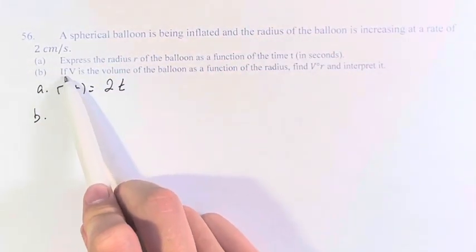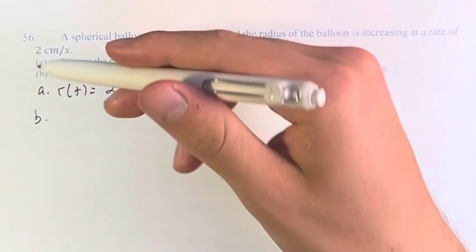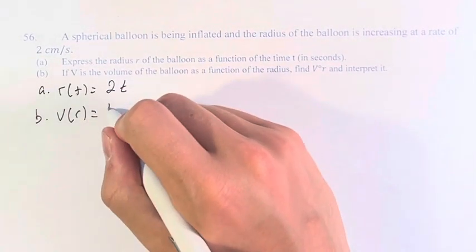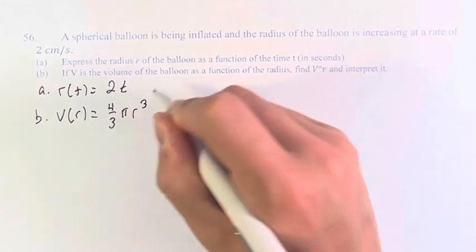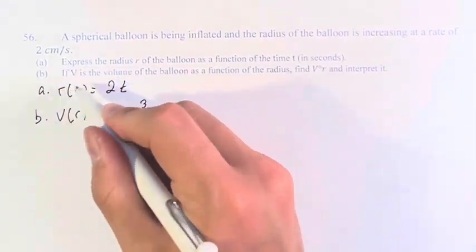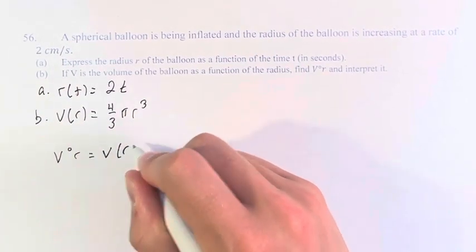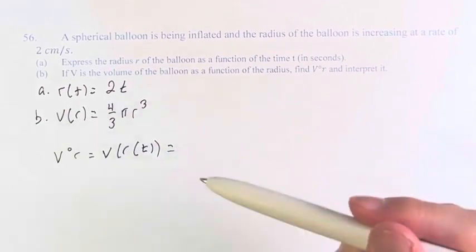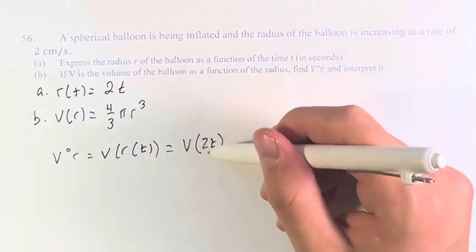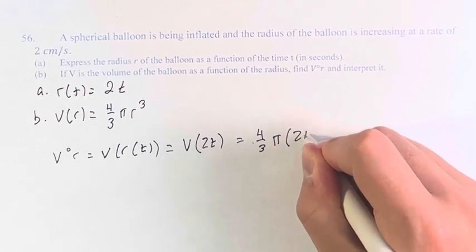Now we're asked, if v is the volume of the balloon as a function of the radius, find v of r and interpret it. So the volume, v, of r of a sphere in general is 4/3 pi r cubed. This is just the standard formula. What we can do is, since we have a function that represents the radius, we can do the composition v of r, which is the same as v of r of t, plug in our value for r of t, so this is v of 2t, and now we have a value which we can plug in for r in our v function. So this is 4/3 pi times 2t cubed.